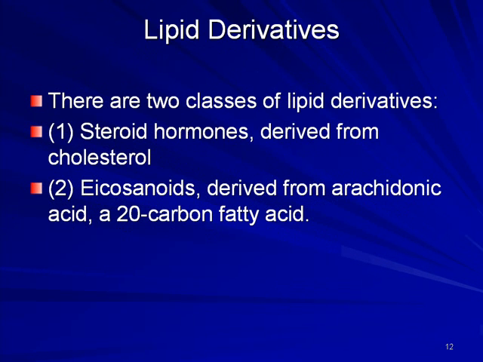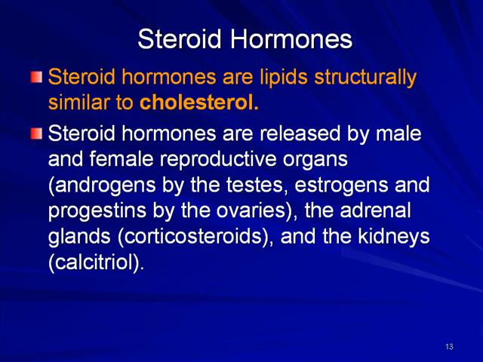There are also lipid derivatives as well, steroid hormones, which are derived from cholesterol. Eicosanoids basically are derived from arachidonic acid. Steroid hormones specifically are lipids structurally similar to cholesterol. As you can see, that's highlighted as well. You'll probably see that information again. Steroid hormones are released by males and females in the reproductive tract. We see androgens being produced in the testes, estrogens and progesterones by the ovaries, adrenal glands, corticosteroids, and in the kidneys, calcitriol.